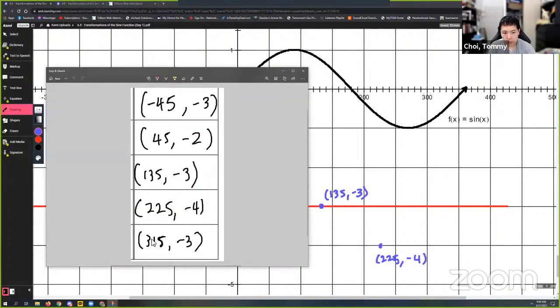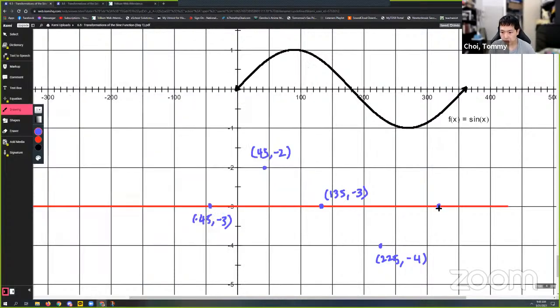And then our last one is (315, -3). So 310, 20. Sorry, 310, 15. Wow, mornings. Terrible. And that's going to be our last point. So (315, -3). Just like that. So there's our 5 key points. And now all that's left is to draw a beautiful curve, which I cannot do.